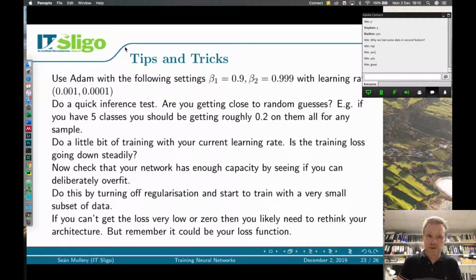The other thing you can do, when you're starting off your network, just to make sure it's working correctly, is a quick inference test. If you start with a network that's just been randomly initialized and you put an image or something like that through it, it should give you a random answer. Basically that means that, let's say you have 5 classes, it should give approximately 0.2 on each of those classes. It shouldn't be very heavily towards one and not the others before it has started training.